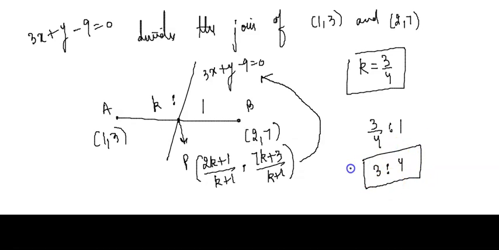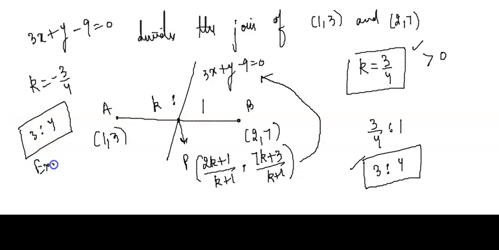Now how can we determine whether for the ratio 3:4 this point P divides it internally or externally? Since the value of k is positive here, that means this point P divides AB internally. If the value of k is negative, that means P divides AB externally. Suppose k is minus 3 by 4, even then the ratio will be 3 by 4 but externally. Got it? So this was the difference between external division and internal division.